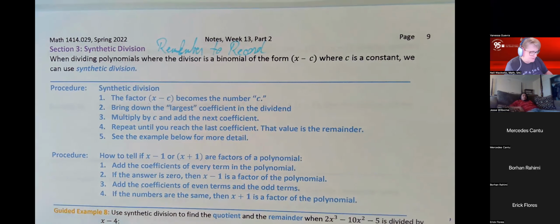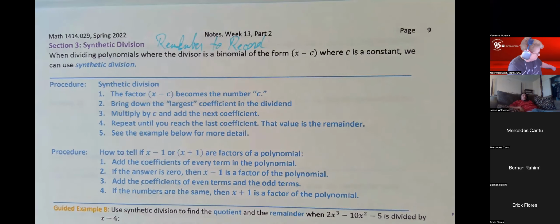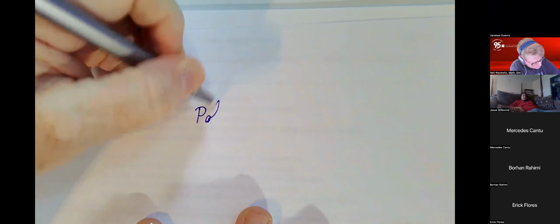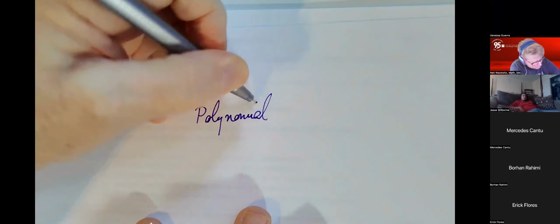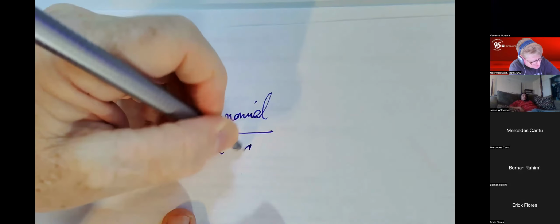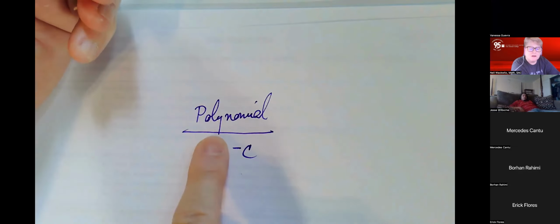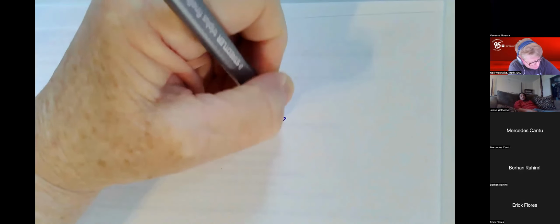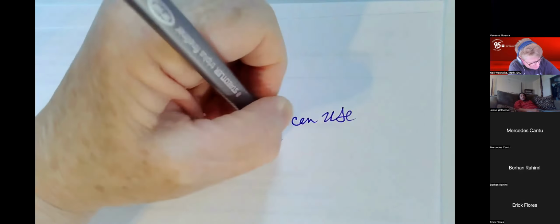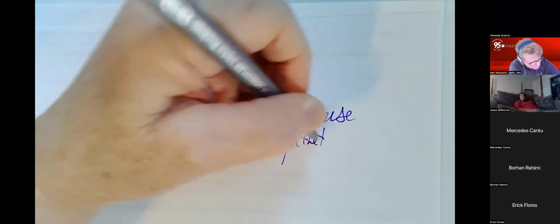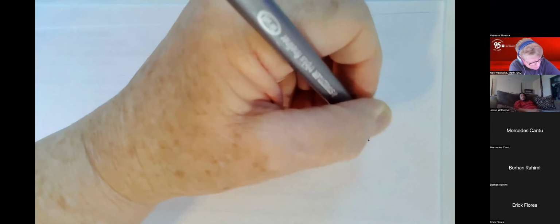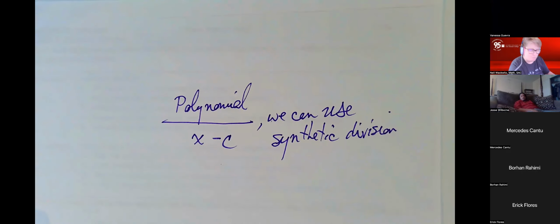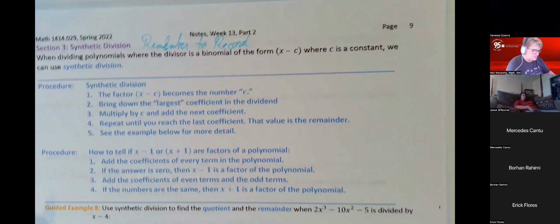So if we have a polynomial divided by x minus c, two terms, two letters, an x and a constant, then we can use synthetic division. And the easiest way for me to explain how this works is with an example.